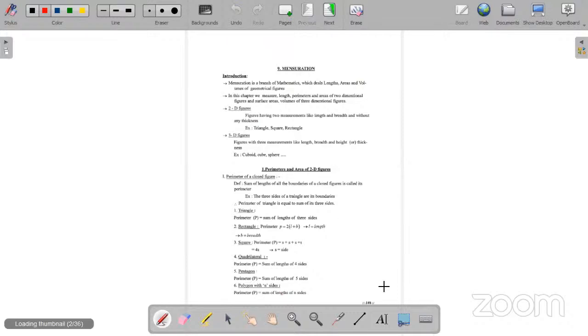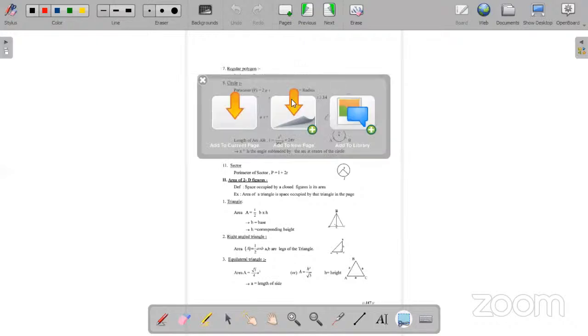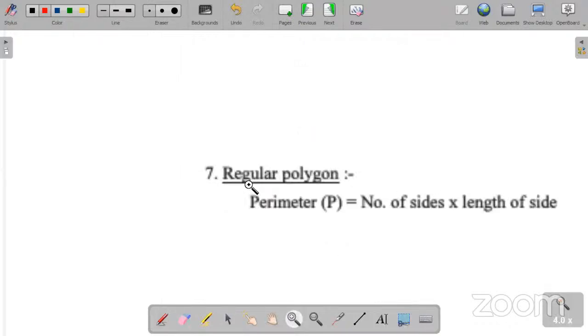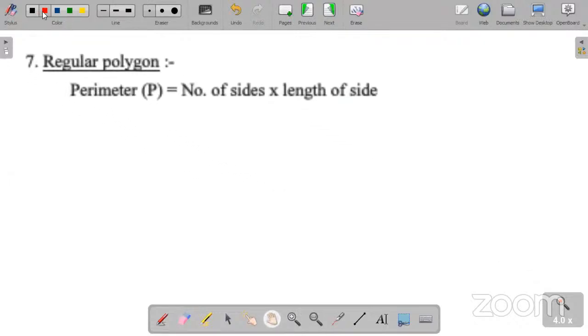Let us move to yet another concept. Next concept. First, if you want to find out the regular polygon, that is very important. Let me explain what is meant by the regular polygon. Don't get confused. What is meant by the regular polygon? This is very important.